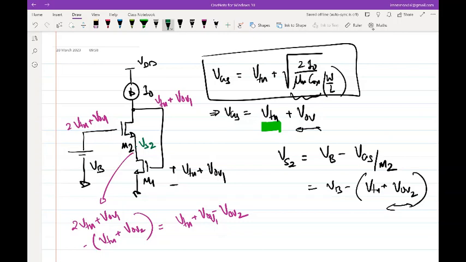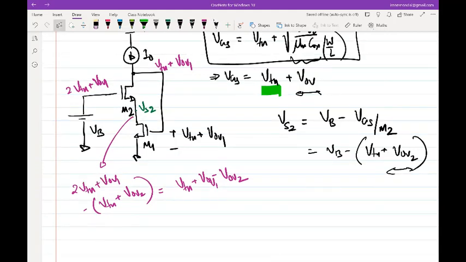Okay, so now what is happening with the condition of M1? How do I check whether M1 is in saturation or not? The difference between gate and drain should not be more than one threshold voltage, right? So now I know both the voltages in terms of threshold voltage overdrives.